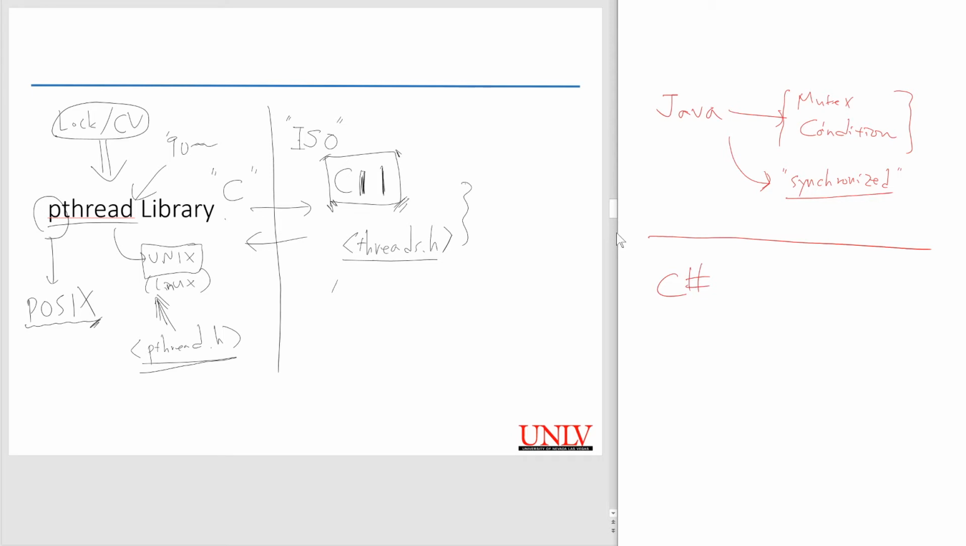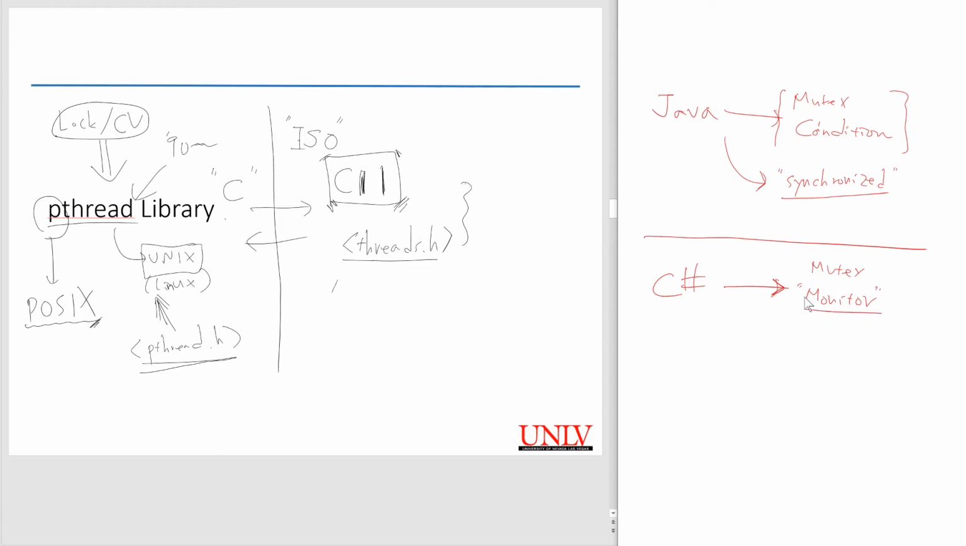C Sharp is a Java-like language, and it's the same story. C Sharp has, I think they named it Mutex, but C Sharp is developed by Microsoft, and Microsoft tends to define their own weird names. So instead of condition, they have a class called Monitor. And this is C Sharp's condition variable. Funny thing is, if you're using Monitor, the wait is still named Wait, and the signal function is named Pulse. And broadcast is called PulseAll. So different names, but essentially the idea is about the same.